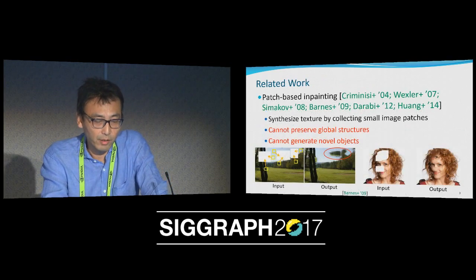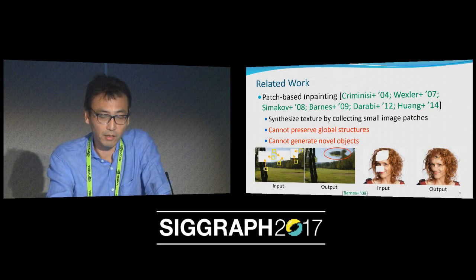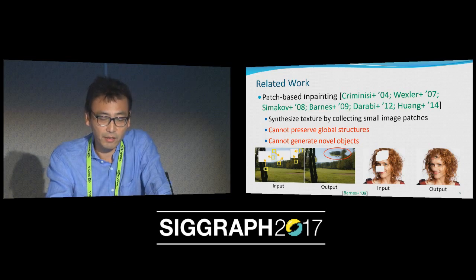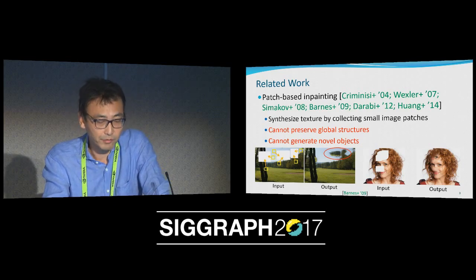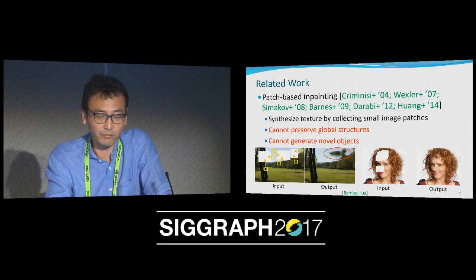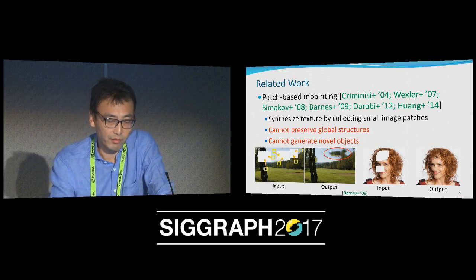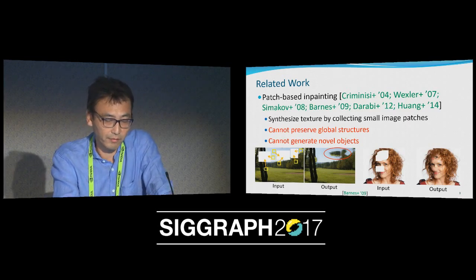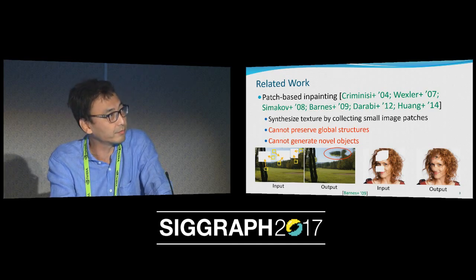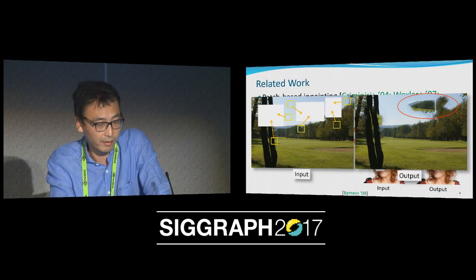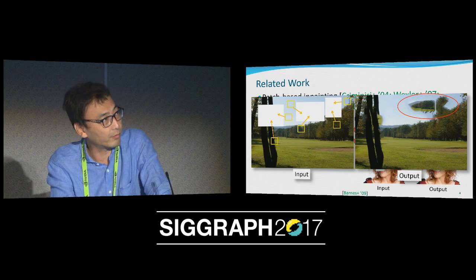Most successful approaches for inpainting so far have been patch-based. These techniques synthesize textures by collecting small image patches from other regions based on global optimization. However, this method has difficulty preserving the global structures of scenes. For example, in this pair of images, trees and grass appear in midair. This is a typical failure case of the patch-based approach.